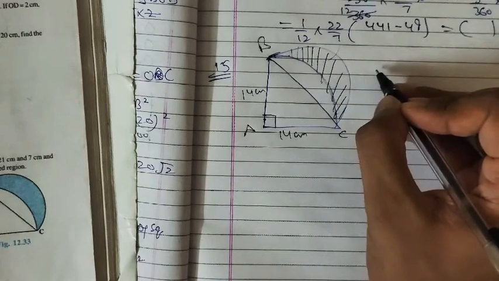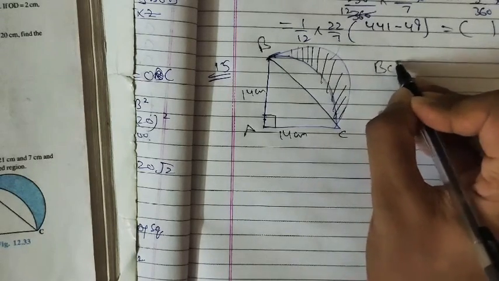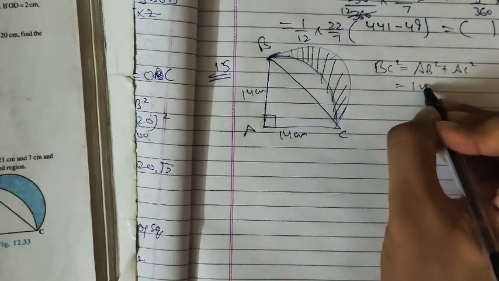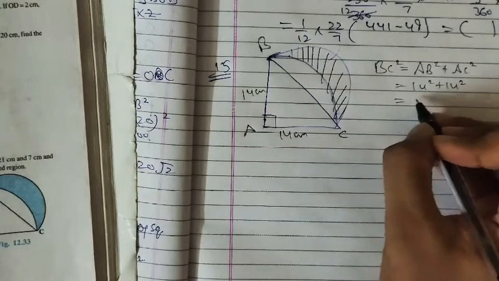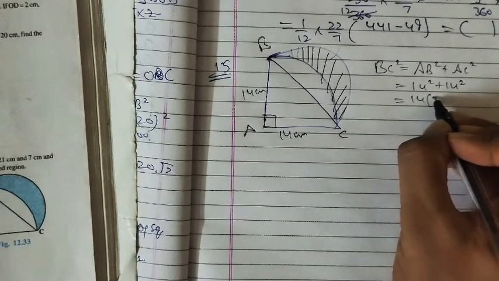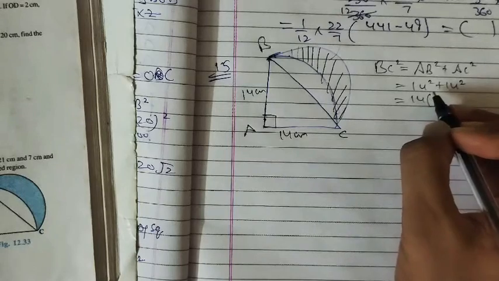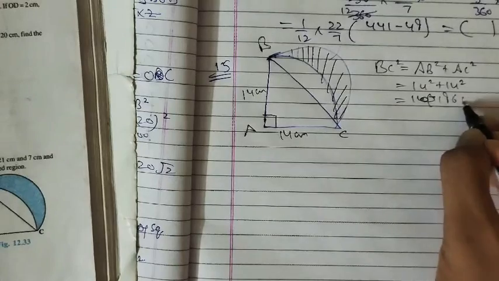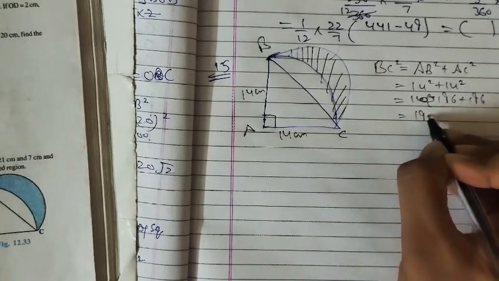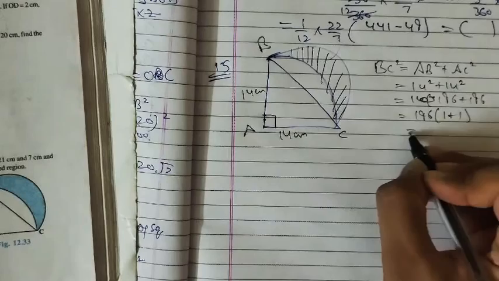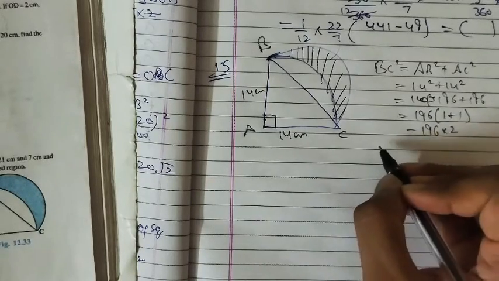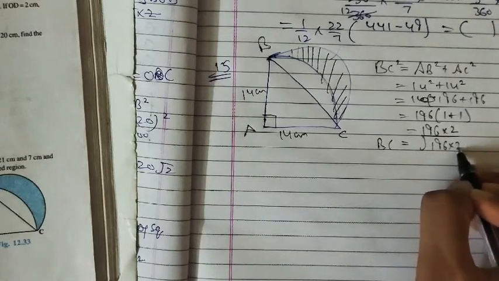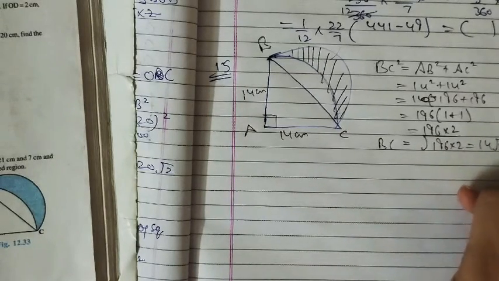By applying Pythagoras theorem, we know that BC square is equal to AB square plus AC square. So 14 square plus 14 square, taking 14 common, that will be 196 plus 196, taking 196 common, 1 plus 1, so 196 multiplied by 2. So BC will be equal to the square root of 196 multiplied by 2, so that is 14 root 2 centimeter.